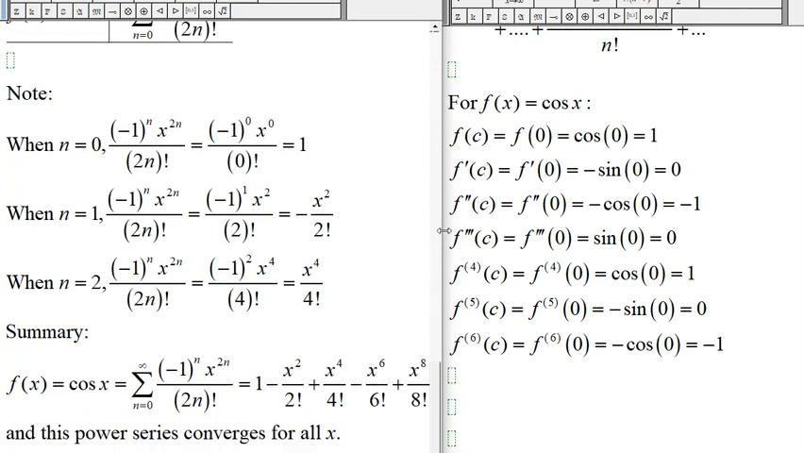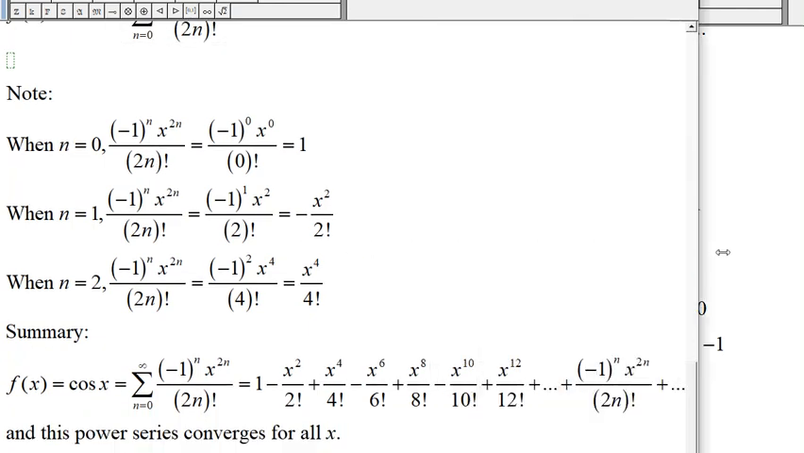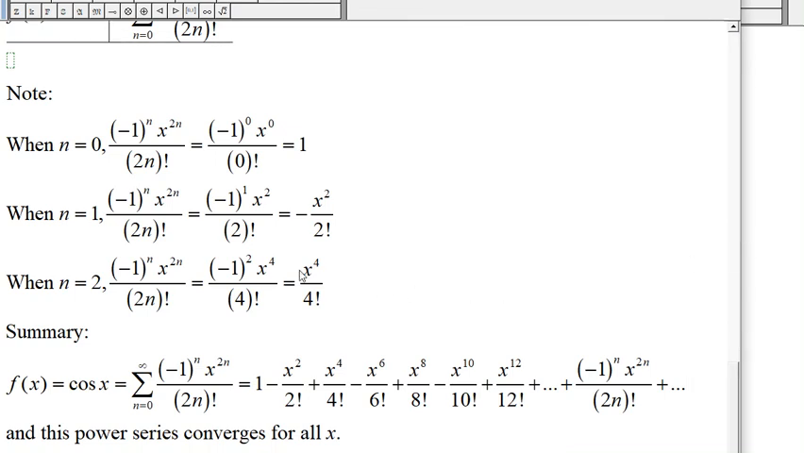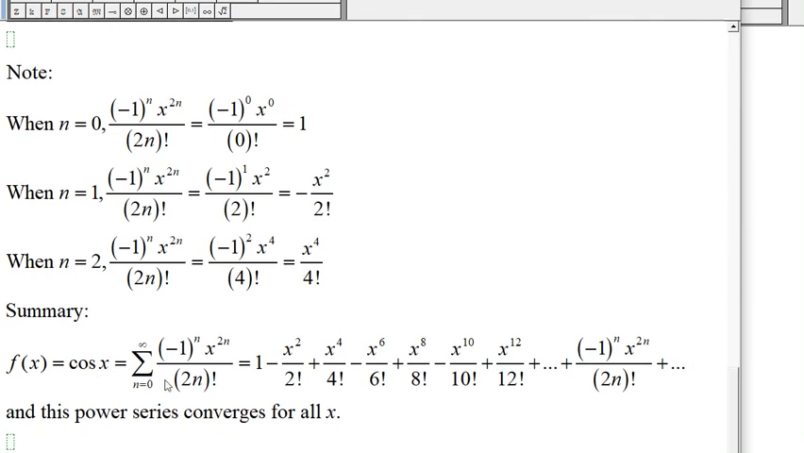And so in summary, this is what the Taylor series expansion for cosine of x comes out to be. So cosine of x is equal to 1 minus x squared divided by 2 factorial plus x to the fourth divided by 4 factorial minus x to the sixth divided by 6 factorial, and so on. And this power series right here converges for all x.